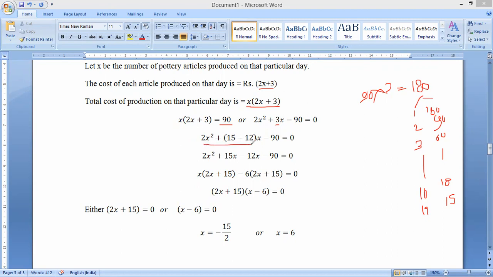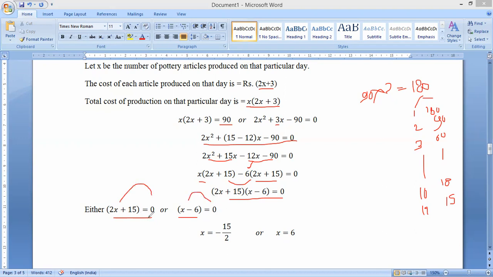So this is 2x square plus 15 minus 12 into x minus 90 is equal to 0. When we open this bracket, we get 2x square plus 15x minus 12x minus 90 is equal to 0. When we take out x as common, the remaining value here is 2x plus 15. And here when we take out minus 6 as common, the remaining value is 2x plus 15. And when we take out 2x plus 15 as common, the remaining value is x minus 6 is equal to 0. Now this is the product of two functions. The first function is 2x plus 15 and the other function is x minus 6. So either this value becomes 0 or this value will be 0.